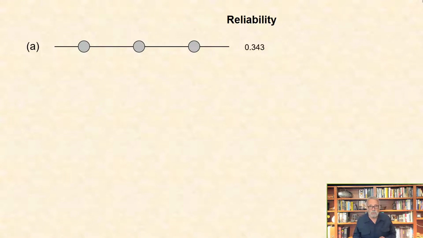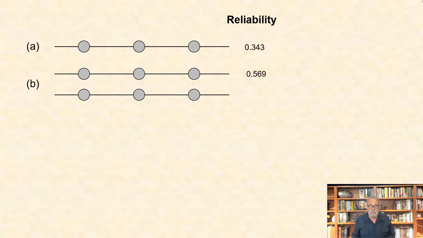Each circle represents a component required for a system function with a failure probability of 0.3. The logical schematics for four three-component systems are A, series with reliability probability of 0.343. B, two systems in a series with reliability probability of 0.569. In other words, at least one of the two systems will not fail.